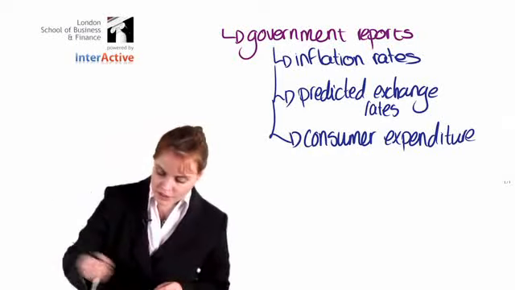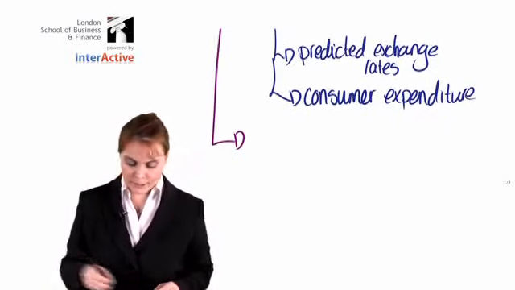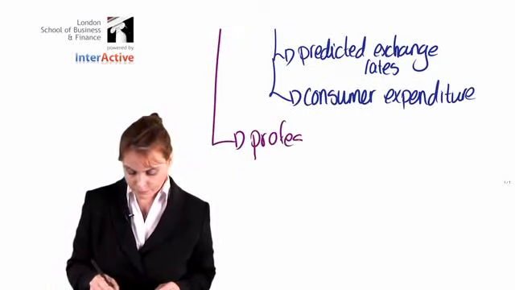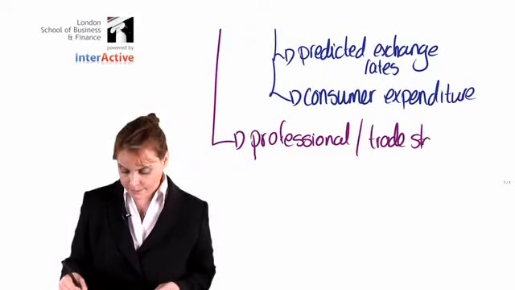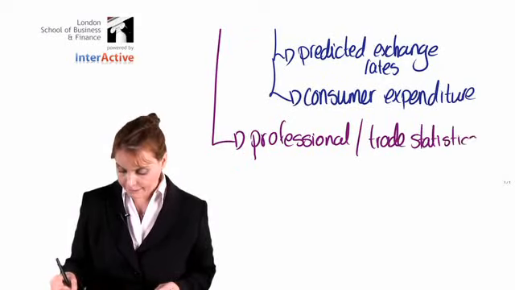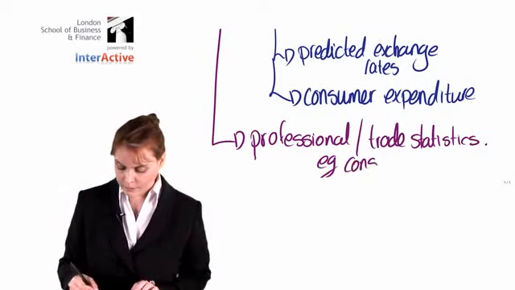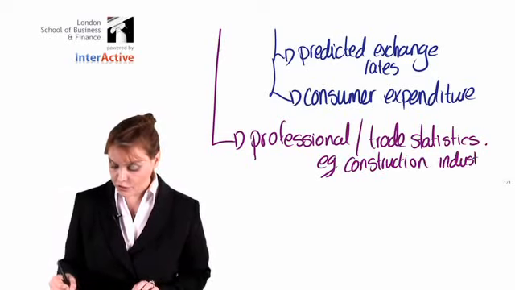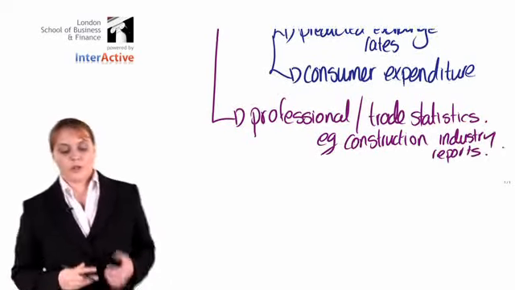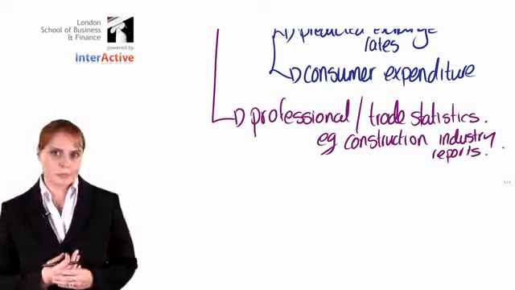Aside from government reports, other external sources of information might be professional or trade statistics. So, for example, construction industry reports. If we look at professional or trade statistics, these are going to be more industry specific.